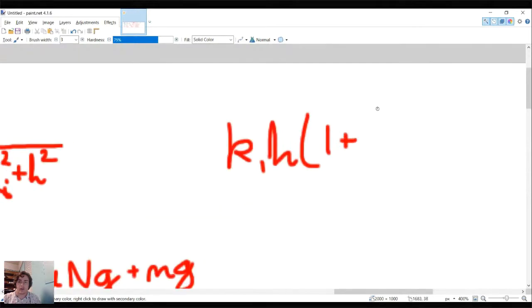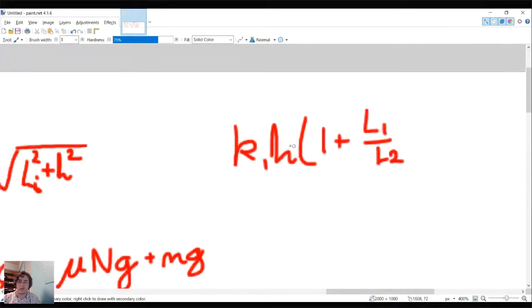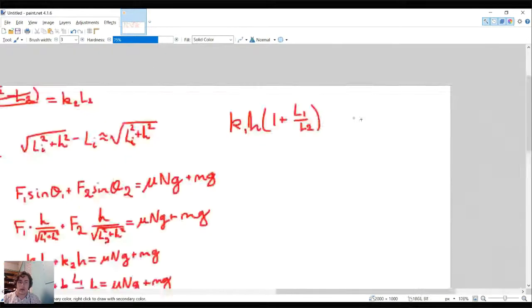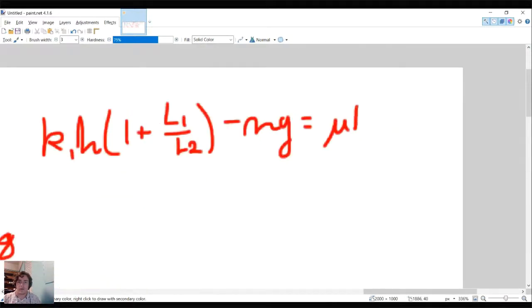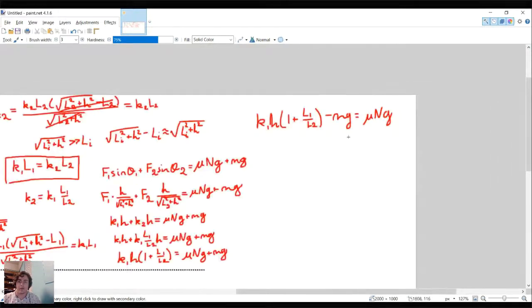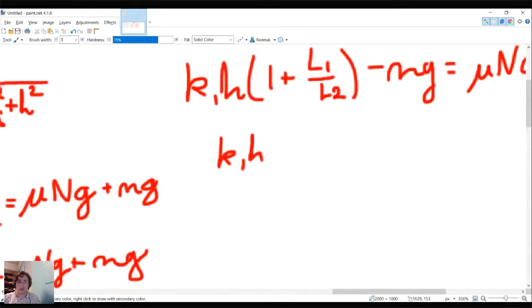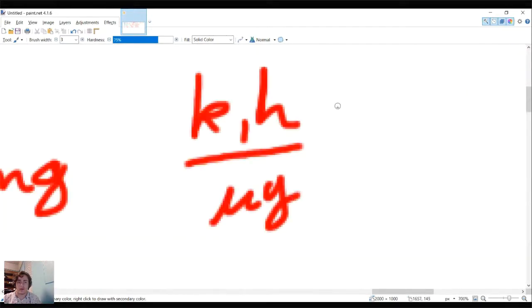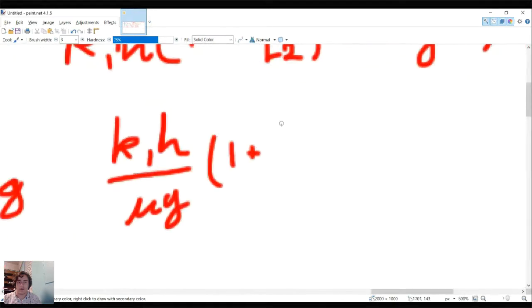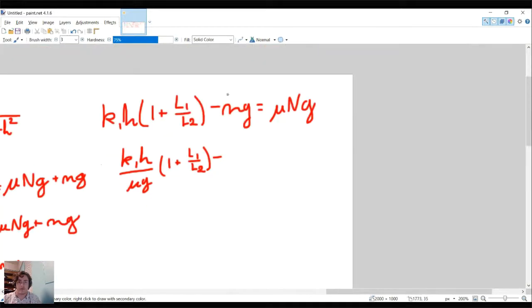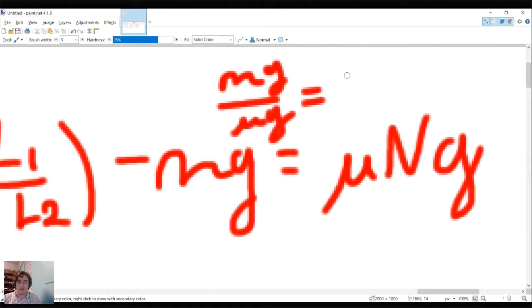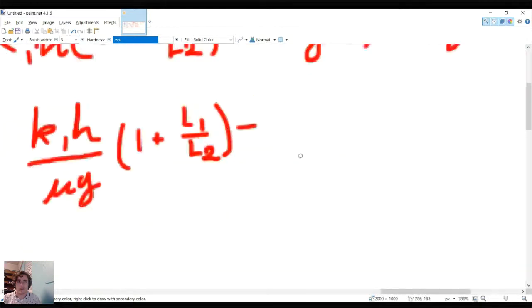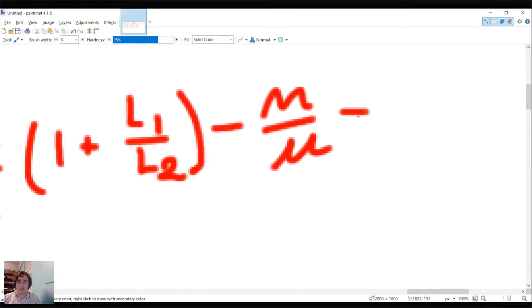1 plus L1 over L2 minus mg is equal to mu ng, and we're going to divide everything by mu g. So we get K1H over mu g times 1 plus L1 over L2 minus, so mg, so we're doing mg divided by mu g. This is just m over mu. Minus m over mu is equal to n.